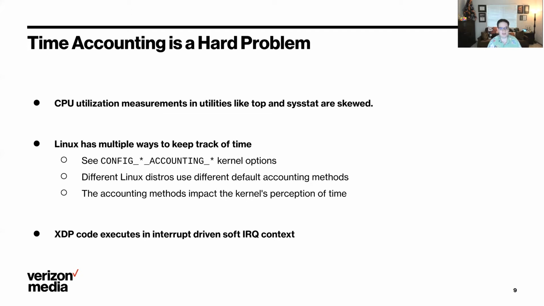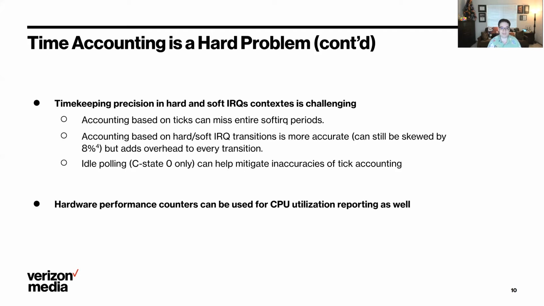So the way that the Linux kernel keeps time allows for the CPU utilization metrics reported by tools like sysstat to be skewed. To further complicate that matter, Linux has multiple ways of keeping track of time, and different Linux distros will use different default accounting methods. Each one of these methods has a different impact on the kernel's perception of time. It's also key to highlight that the XDP code that we have been evaluating has been running in the softIRQ context because time precision in this environment turns out to be challenging.